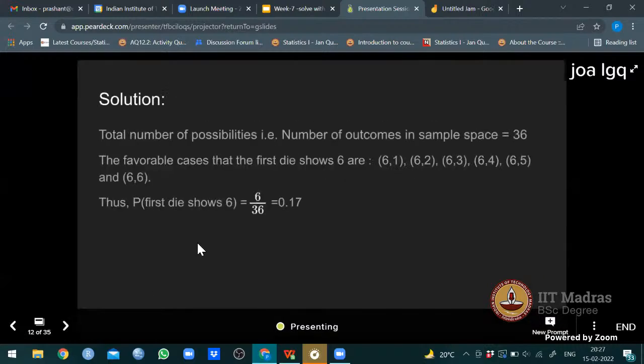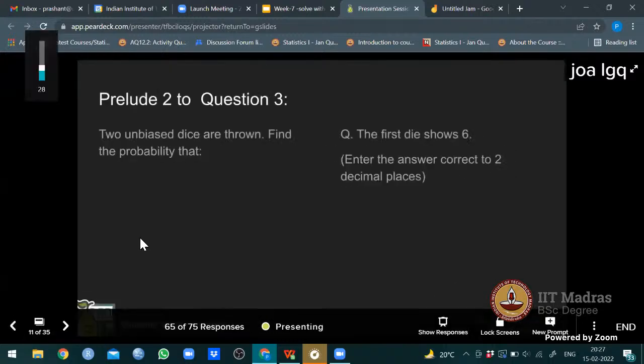But in the question you have also mentioned two unbiased dice. Sir, may I ask a question? Sorry, sir, can you go back to a question? Yeah, one second. Here, two unbiased dice are given.